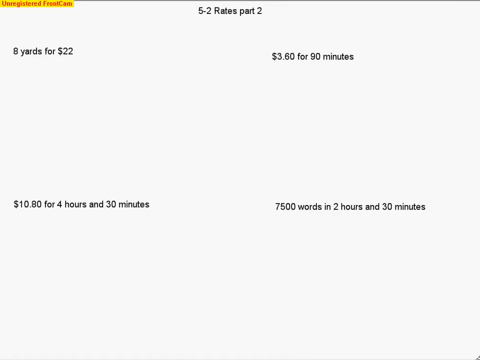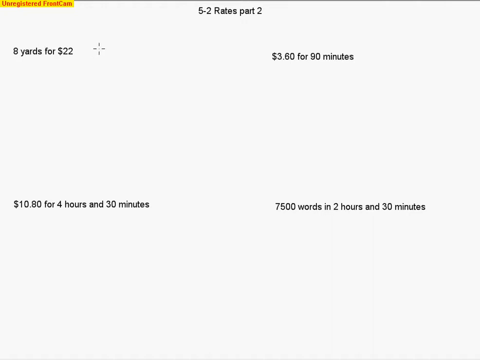Today's problems are going to be dealing with rates and unit rates. And so we're going to be doing some division to come up with these answers. And so let's take a look at our first problem here. It says 8 yards for $22. So we want to find the rate at which 1 yard ends up costing.